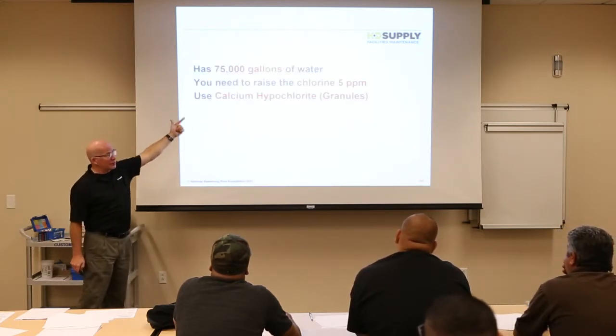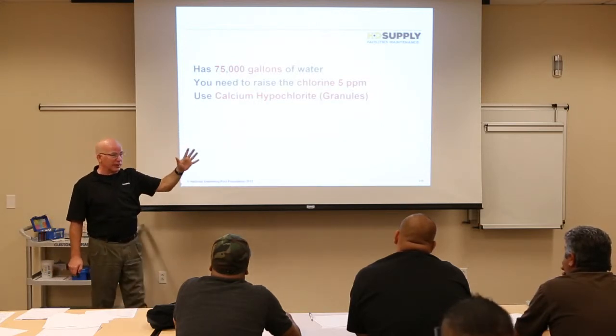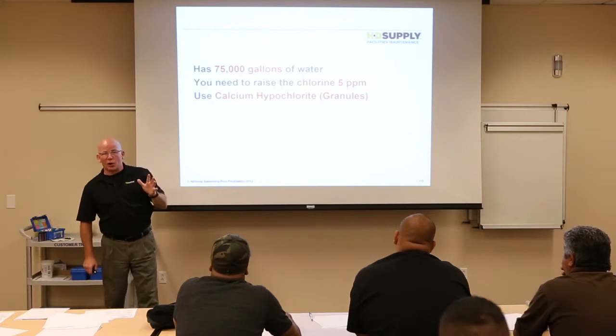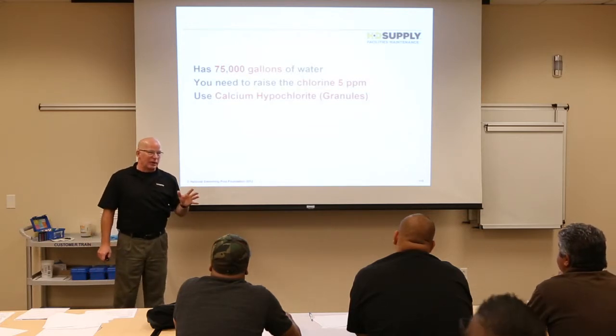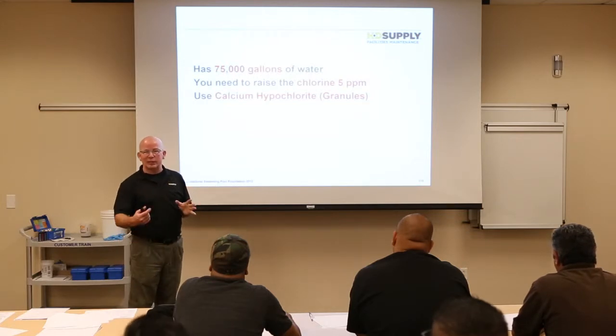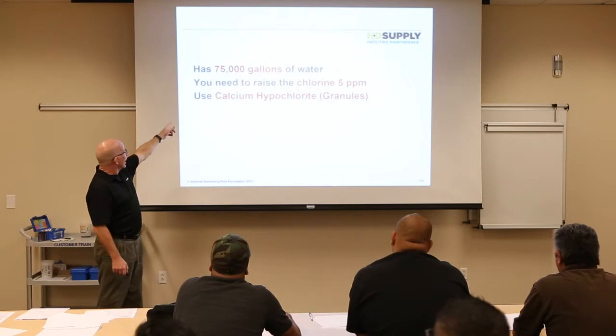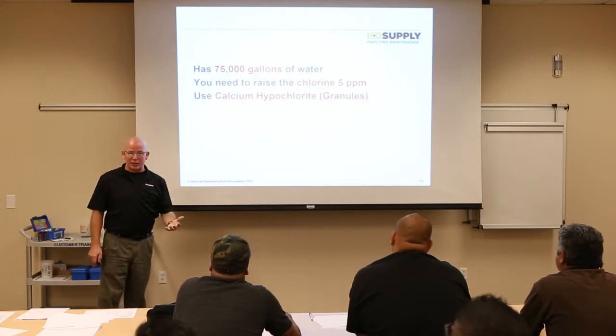Now let's say we have a 75,000 gallon pool. We want to raise our chlorine 5 parts per million. And sometimes that happens. On Friday morning you'll check and you see you have a chlorine level of 1 part per million. You want to increase it to 6 because you're going into the weekend. So you would increase that 5 parts per million. And we want to use calcium hypochlorite granules.